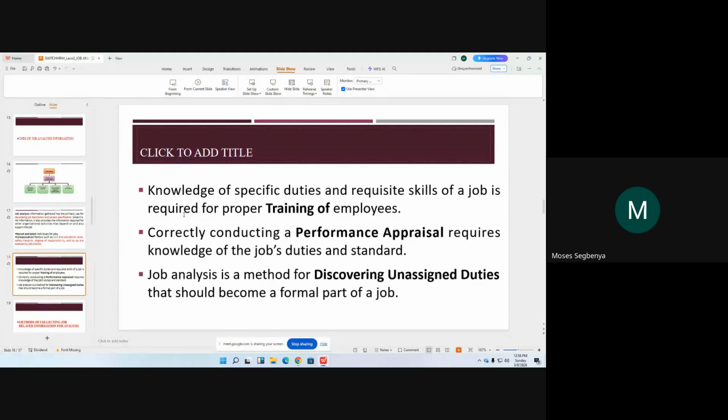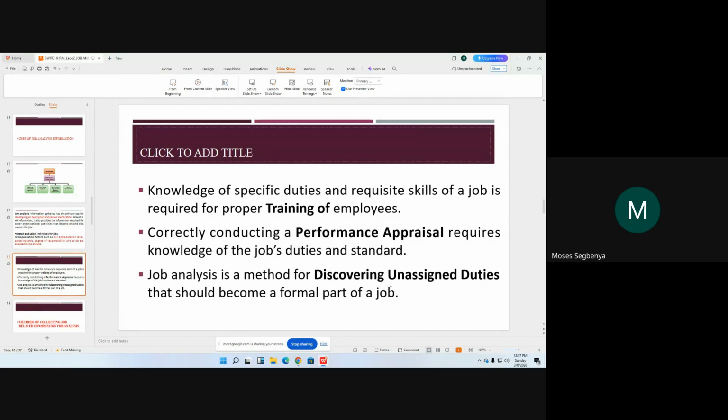How does the job analysis come in here? The job analysis is what is giving the duties and the responsibility and the human factor. So it helps you to know what kind of target you should set for the holder of the job.